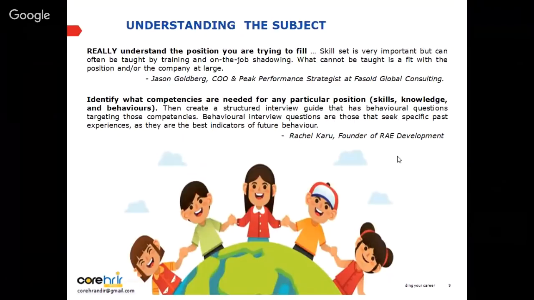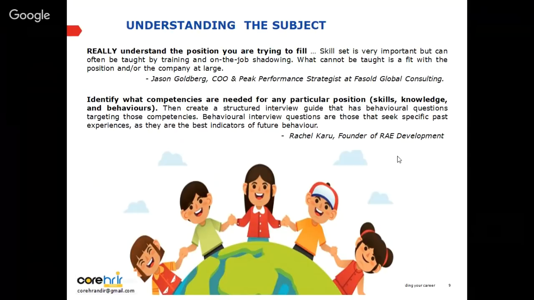This is just understanding the subject, which starts with two quotes. As an interviewer, the most important thing you need to understand is what position you are trying to fill, and whether the skill set is important or you already have something in place. For example, if you are hiring an SAP expert, SAP skill is mandatory. But if you are also looking for communication skills along with the SAP expert, you may have some issues. If you have in-house capability to give communication training, then the SAP expertise can be the most important part. That's how you need to understand what position you are trying to fill.